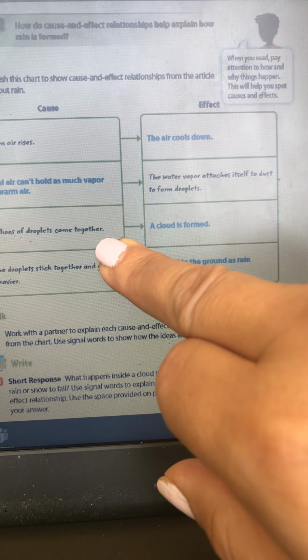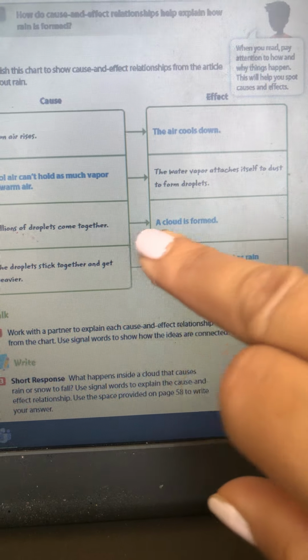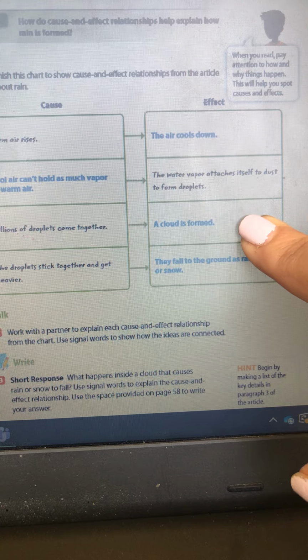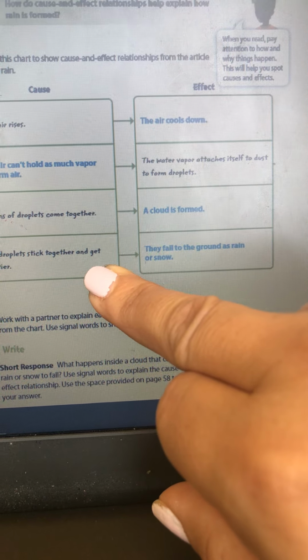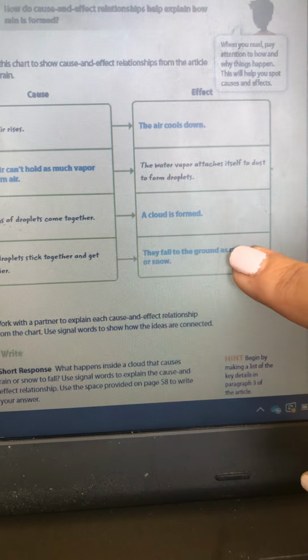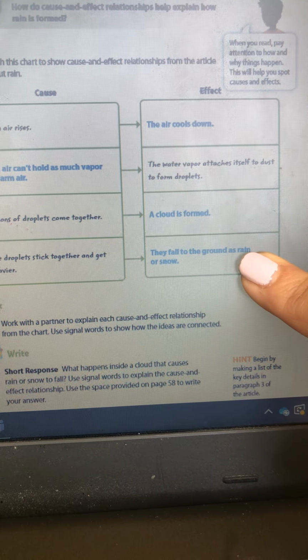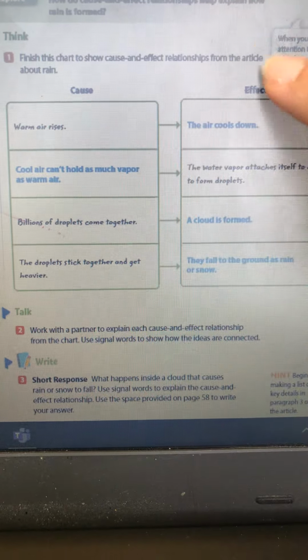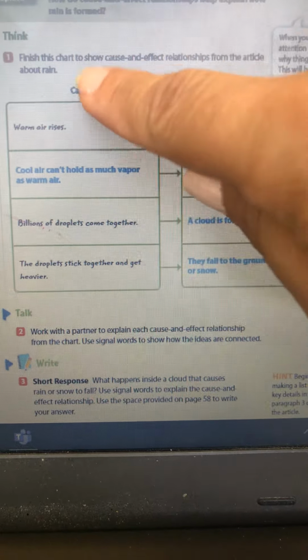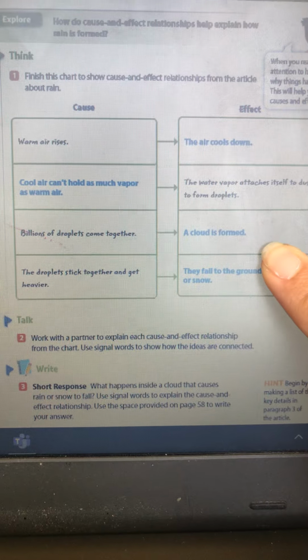Cause, billions of droplets come together. Effect, a cloud is formed. Cause, the droplets stick together to get heavier. Effect, they fall on the ground as rain. Remember that the cause has to happen first for the effect to happen. So this is what happens first, and then this happens.